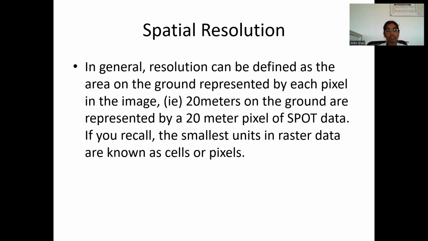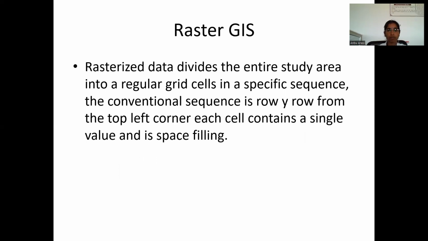Spectral resolution. In general, resolution can be defined as the area on the ground represented by each pixel in the image. That is, 20 meters on the ground represented by a 20 meter pixel of SPOT data. If you recall, the smallest units in raster data are known as cells or pixels. High resolution refers to raster with small cell dimensions. High resolution means a lot of detail and a lot of cells.